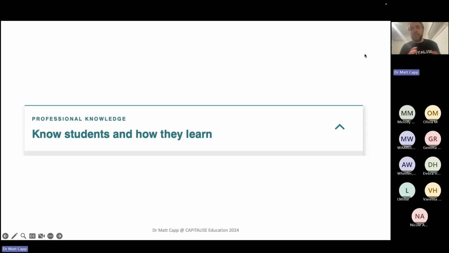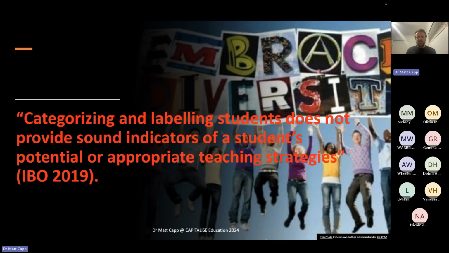So when we talk about knowing our students' strengths and their functional impacts for all the kids we teach, we know that AITSL has the Australian Professional Standards for Teaching, and one of their professional standards is knowing students and how they learn. So when we look at this today, it really helps towards those professional standards. This is a really great quote from International Baccalaureate Education. It's that idea that when we think about kids as labels or categories, they don't provide a sound base to providing support and putting in place targeted strategies to support them.